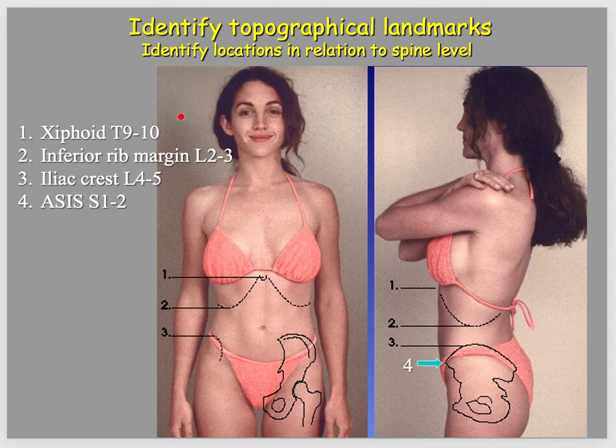So topographical landmarks, this should look familiar from the very beginning. It continually comes back. So make sure that you know that 1 is your xiphoid process, which is at T9, T10. 2 is your inferior rib margin, which is at L2, L3. You have 3, which is your iliac crest, and your iliac crest corresponds to L4, L5. And then number 4, the ASIS right here, corresponds to S1, S2, sacrum 1 and sacrum 2.